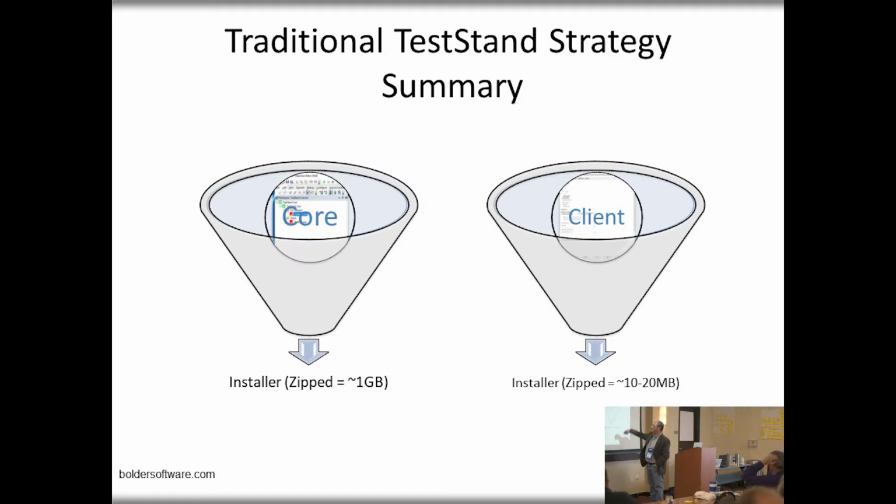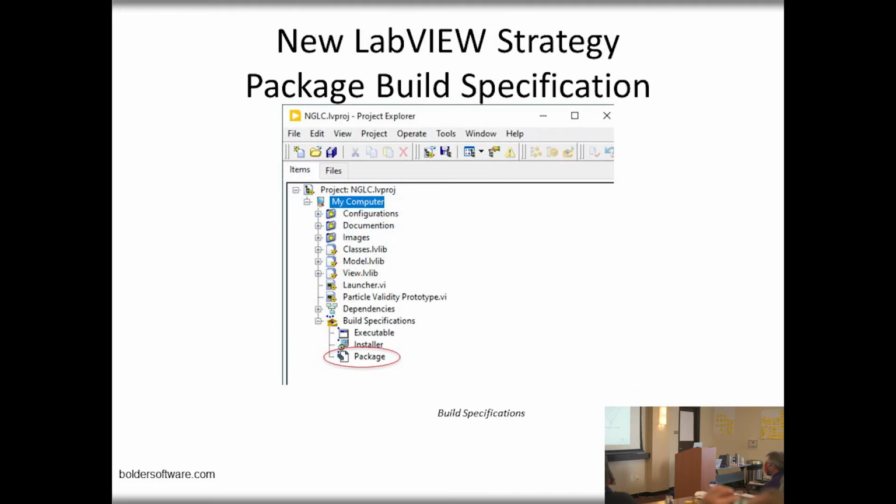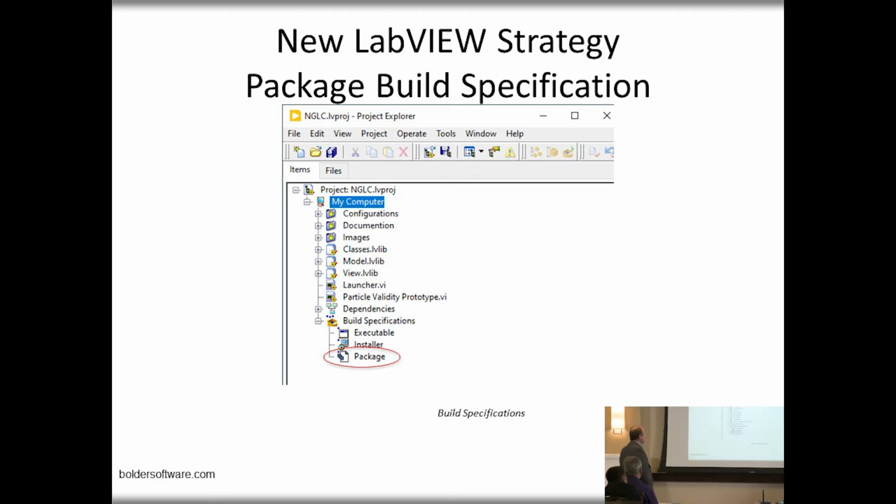There's your 2 traditional deployment strategies. Kind of cumbersome. Got to set up your FTP server, provide all that stuff. So the new strategy is, eventually packages became a build spec in LabVIEW. I don't know what year that was. 2019? Sounds about right. So now we can build a package. So we're going to do that instead of building an installer.